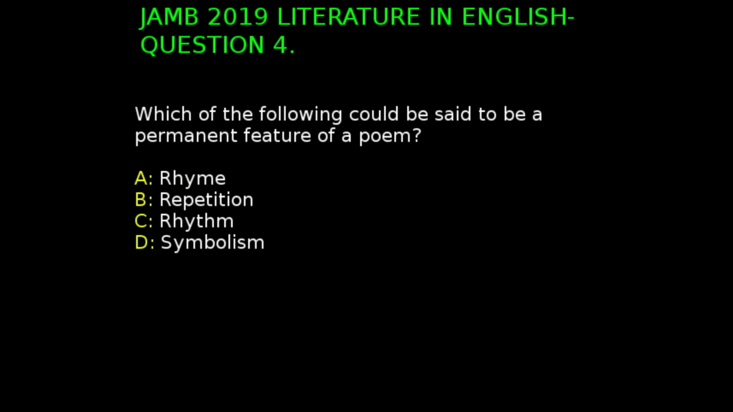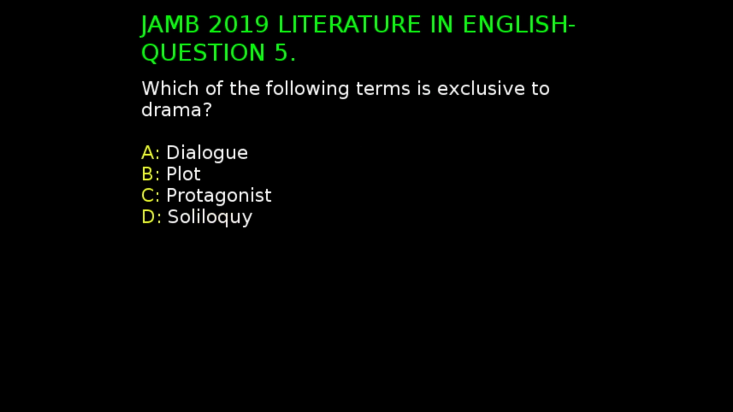the poet has over the poem, without which a poem cannot be called a poem. A poem can exist without rhyme, repetition, or symbolism, but a poem cannot exist without rhythm. Based on this explanation, the correct answer to this question is option C. JAMB 2019 Literature in English question 5.